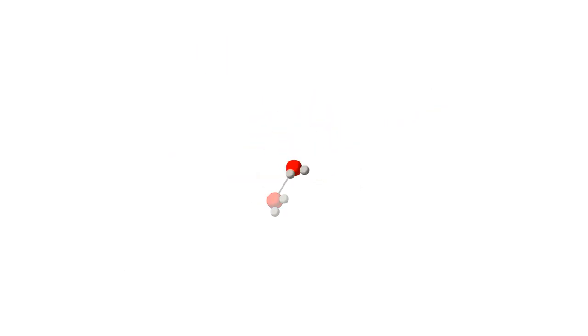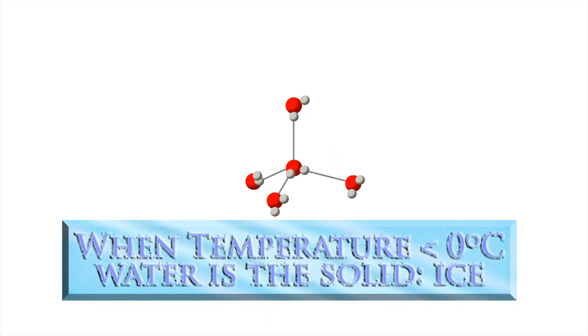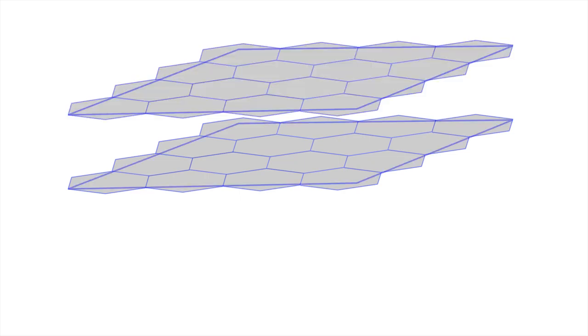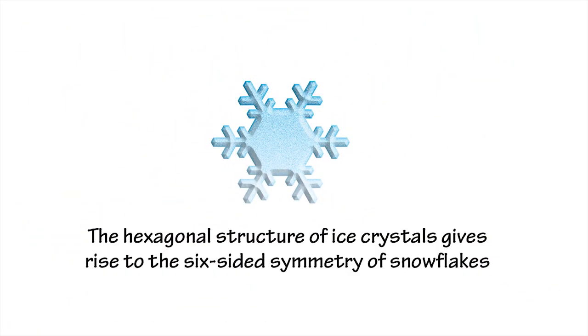A water molecule can form hydrogen bonds with up to 4 other water molecules, arranged at the vertices of a tetrahedral structure. Below 0 degrees Celsius, water exists in its solid state, which we know as ice. In crystals of ice, these tetrahedral structures are connected together by hydrogen bonding to produce an extended pattern of repeating hexagonal rings of water molecules, stacked in sheet-like layers. This arrangement also accounts for the 6-sided symmetry of snowflakes.